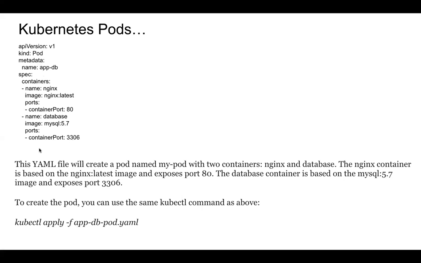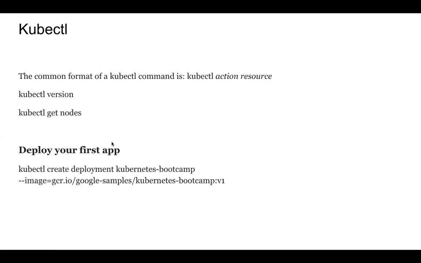So if this file name is appdbpod.yaml, what you would do is kubectl apply -f, where -f is the parameter for file, and you give the file name. Okay, so this is just a sample YAML file. So some kubectl commands. Now let's go back to the terminal and see some.